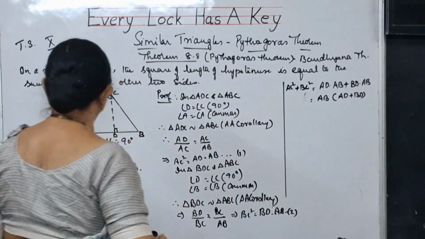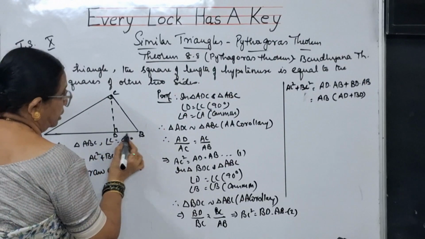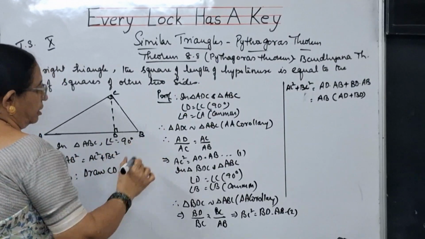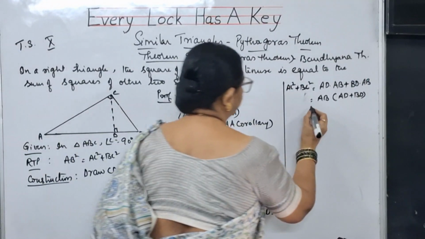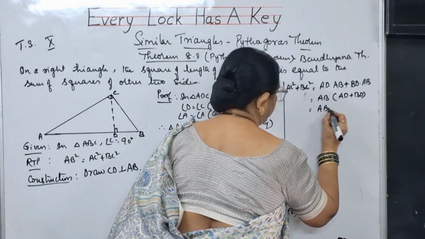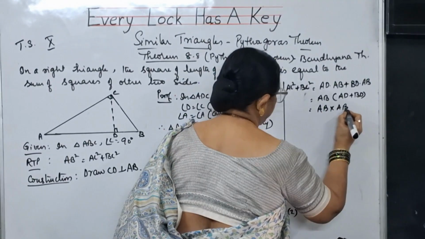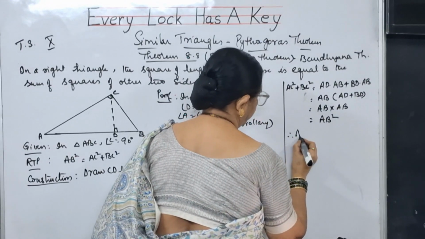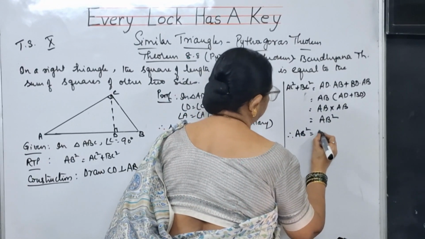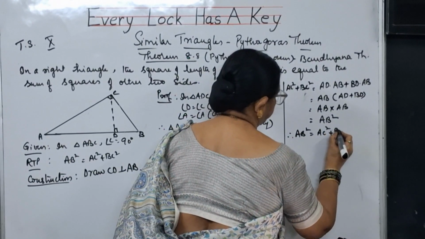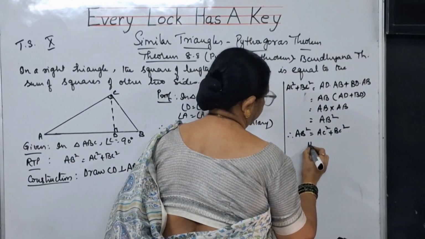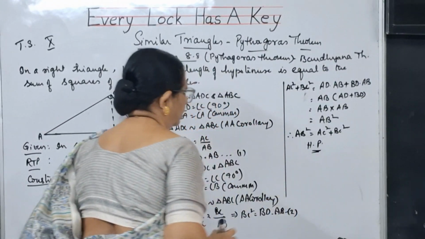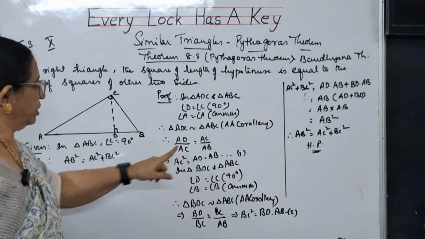What is AD plus BD? AD plus DB, or BD, is nothing but AB. So this is equal to AB into AB, that is equal to AB square. Therefore, AB square is equal to AC square plus BC square. This is the proof they asked, and we have proved that.